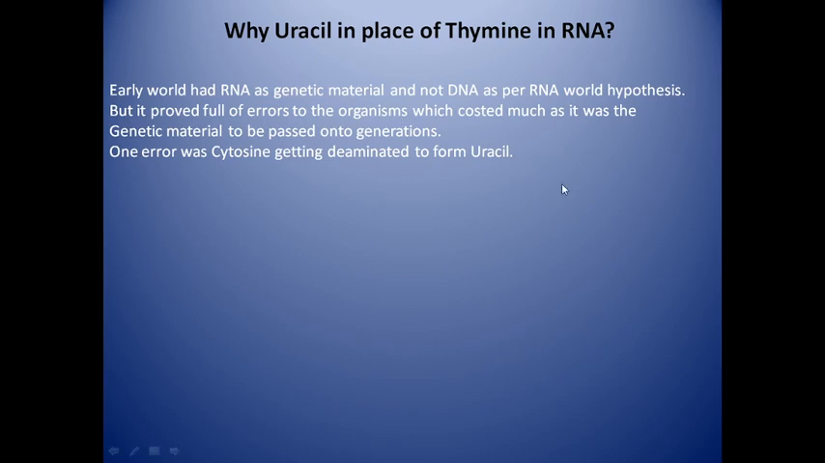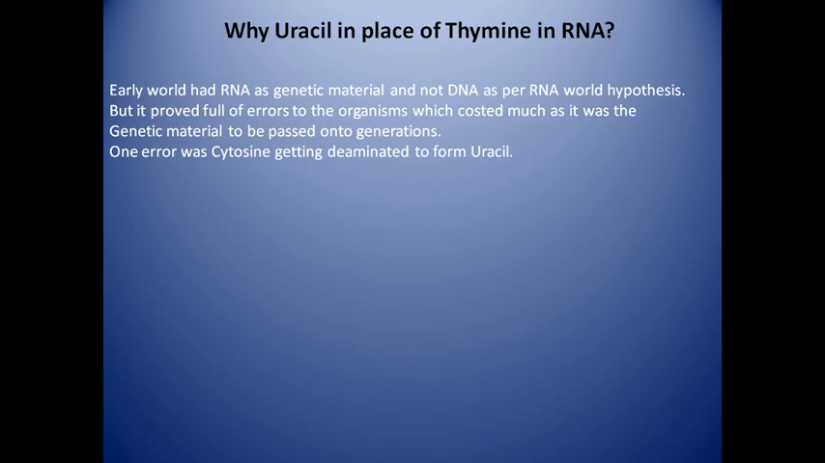Okay, and one of the errors was that the cytosine in RNA used to get deaminated to form uracil. Okay, it used to get deaminated into uracil. Now the RNA repair enzymes were confused whether it is the uracil which is exactly at its position, or it is the uracil which has got incorporated there because of the deamination of cytosine. So the enzymes were not able to distinguish between the uracil that should be there, and the uracil which has been incorporated at a wrong position instead of cytosine.